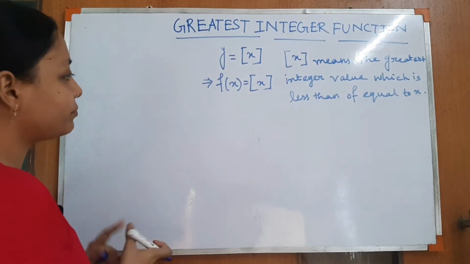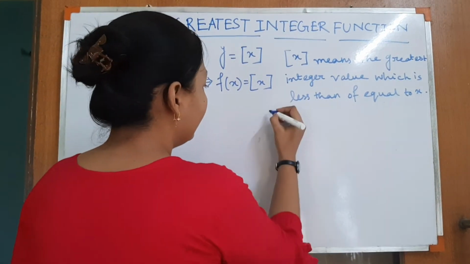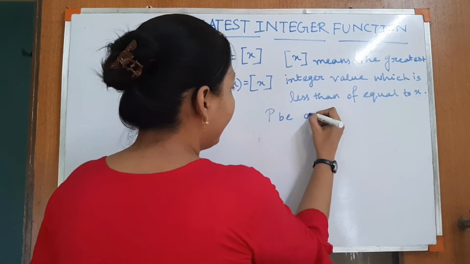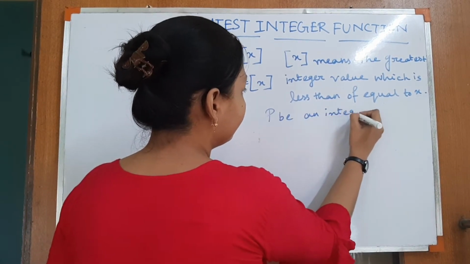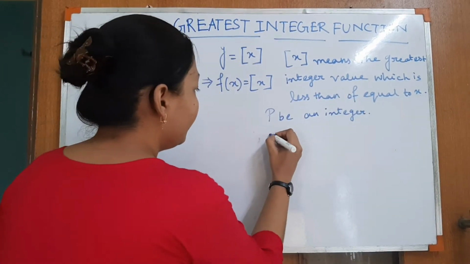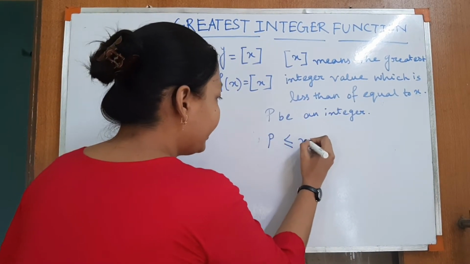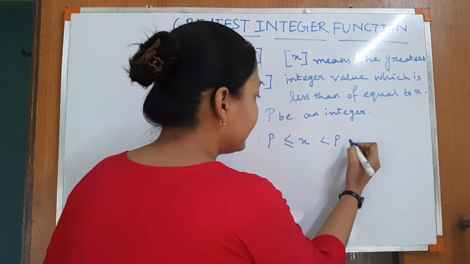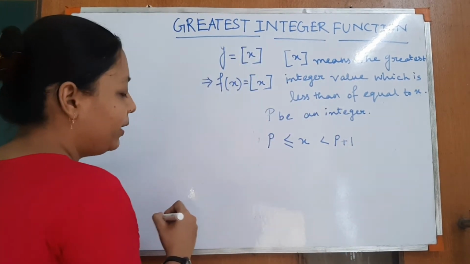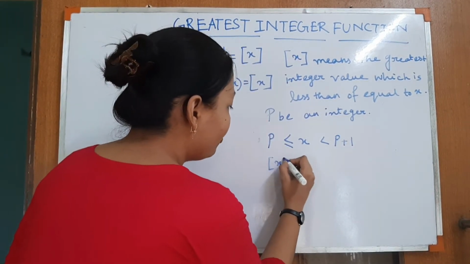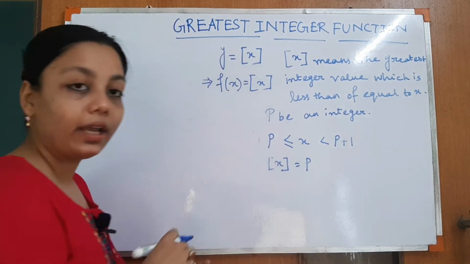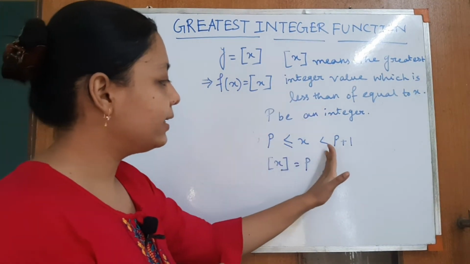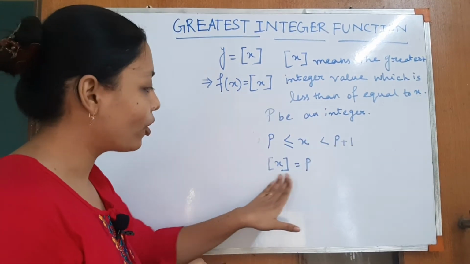Now let us take p to be an integer. Then if p is less than or equal to x less than p plus 1, the box value of x is p. Okay, if p is an integer, then p less than or equal to x less than p plus 1 denotes that the value of box x is p.